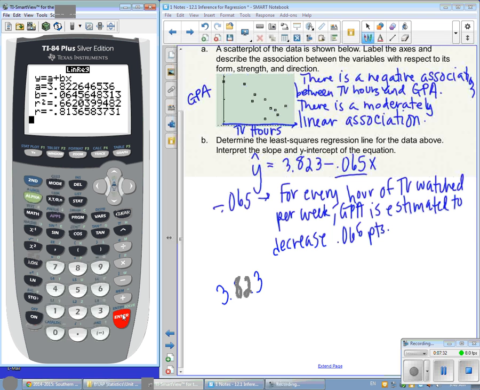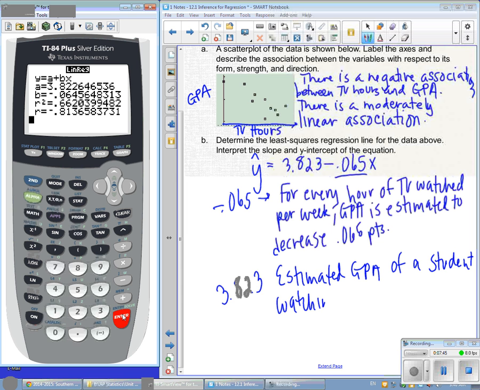Yeah, so this would be the estimated GPA of a student watching 0 hours of TV. Okay, and again, this is just an estimated or an overall average. And sometimes you'll find that your y-intercept doesn't make any sense in a problem. So for example, let's say this was like 15 something. Can anybody explain why sometimes the y-intercept doesn't make any sense for a problem?